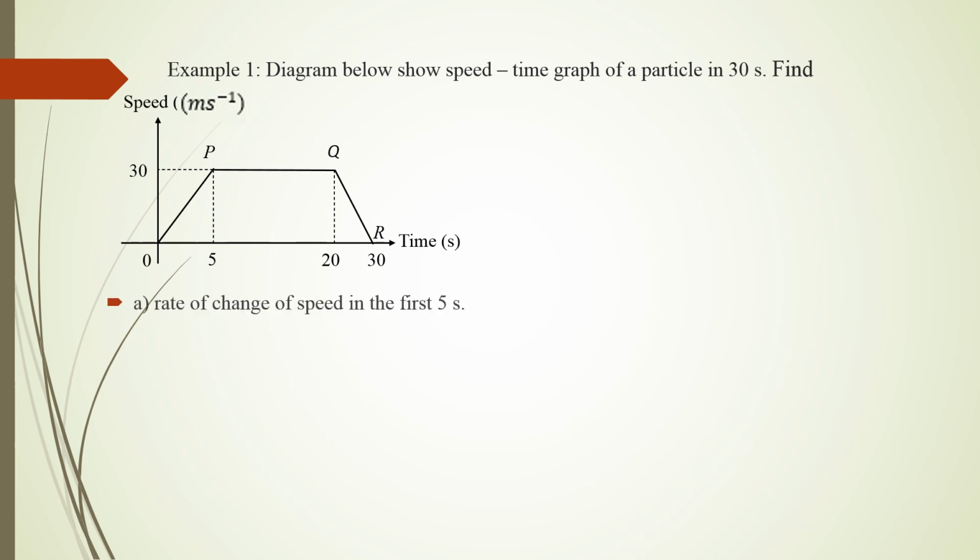A. Rate of change of speed in the first 5 seconds. Rate of change means find the acceleration. Rate of change of speed equals 30 minus 0 divided by 5. Because it is the first 5 seconds, it equals 6 meter per second per second.